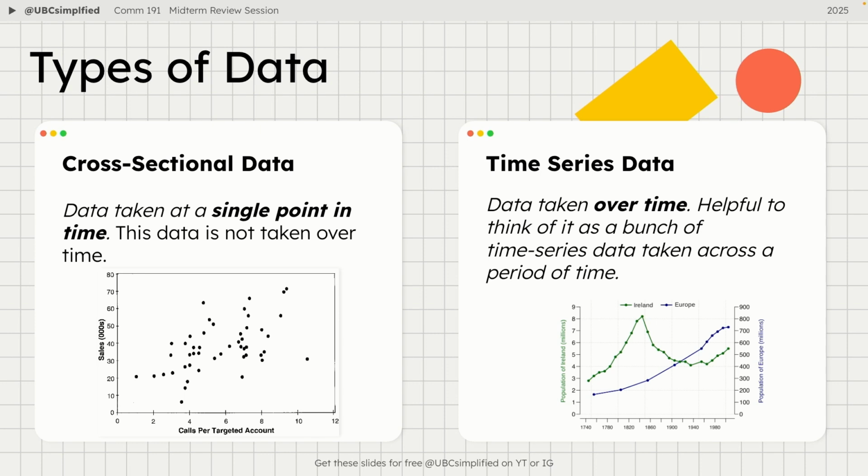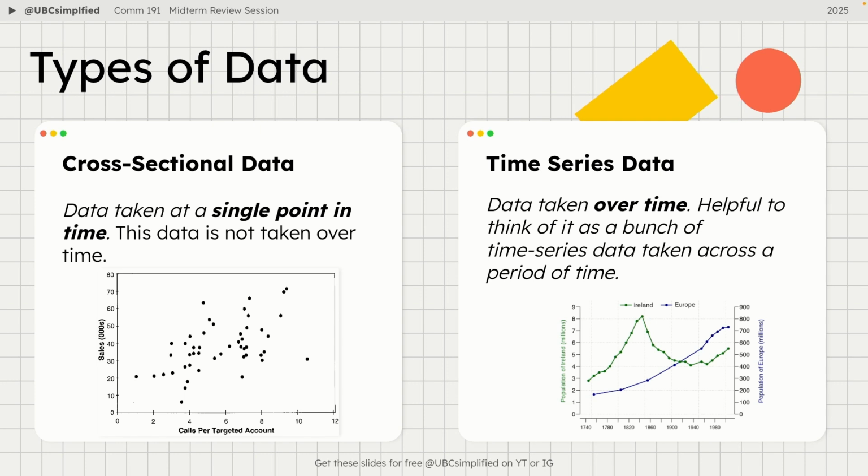You're looking over time to analyze trends, and I like to think of it as basically a collection of cross-sectional data. So in your time series plot or your time series data, each one of those points is in itself cross-sectional. So you combine a bunch of cross-sectional data, boom, now you have time series data. Any questions up until this point?